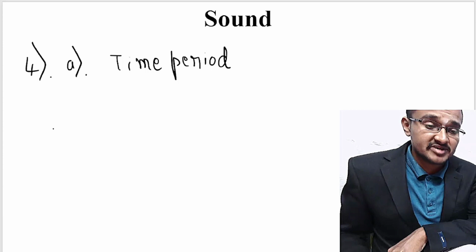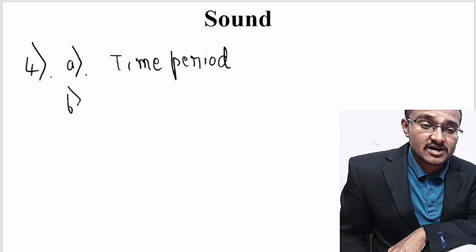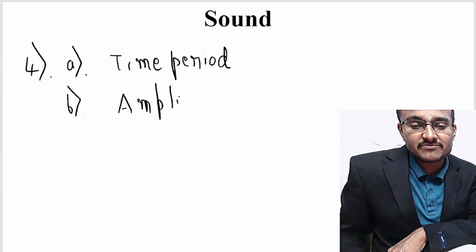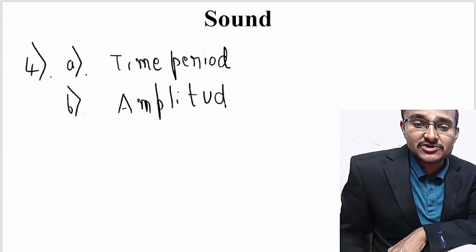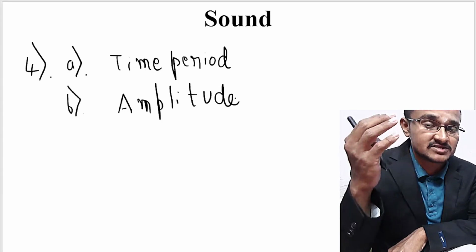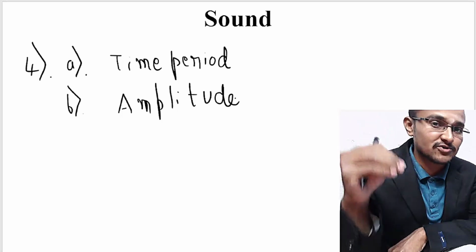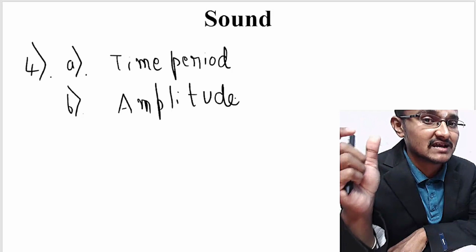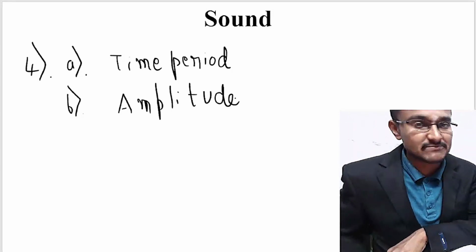So coming to the B question, loudness of a sound is actually accounted by the amplitude of that particular sound. Only when amplitude of a sound is higher, loudness will be higher. When amplitude of a sound is less, then the loudness of that particular sound will be less. So answer for B question is amplitude.